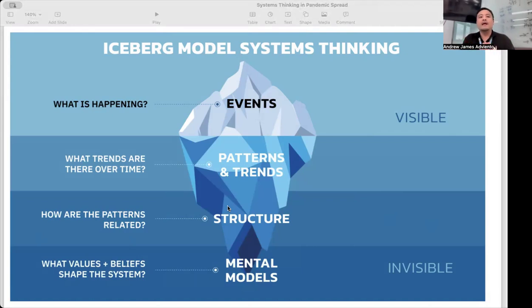So remember that events are what we see. A pattern is what repeats over time. Structure is how things are connected, and mental models are what people believe. So this is the philosophy of systems thinking.